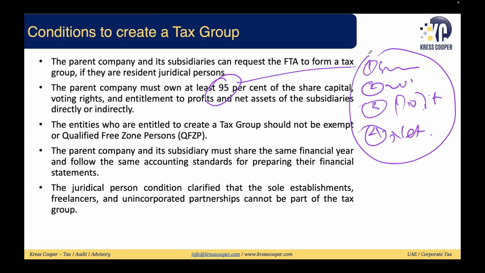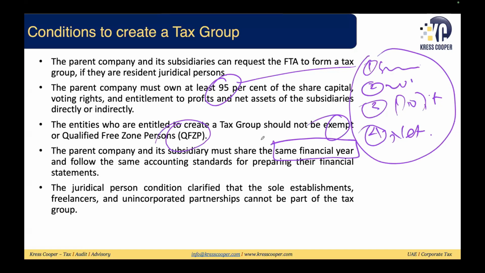The first condition is that the potential taxable person must be a resident juridical person. The second condition is that the parent company must hold these four: share capital, voting rights, profits, and share in the net assets, at least 95% directly or indirectly. The fourth condition is that the potential taxable person should not be an exempt person or a qualifying free zone person. The fifth condition is that they have the same financial year: parent company and subsidiary, ending on the same date.